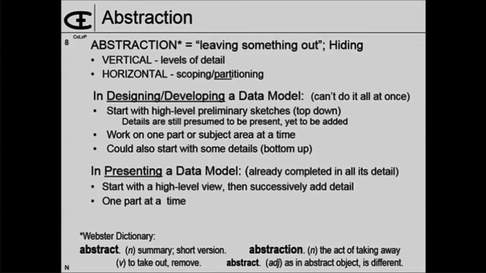There's two times when abstraction becomes an important notion. One is in the process of designing and developing databases, and the other is in the process of presenting a database that's already designed. So in designing and developing, we can't do it all at once, so we have to start somewhere, and oftentimes we can start at a high level conceptual model, recognizing that we are going to eventually flesh it out with all of its detail. The details are presumed to be there and yet to be added. We work on a part at a time. So we can either do it in terms of detail, the horizontal or the vertical. We could also do it bottom up.